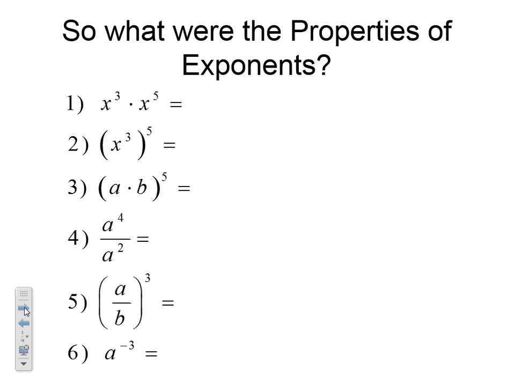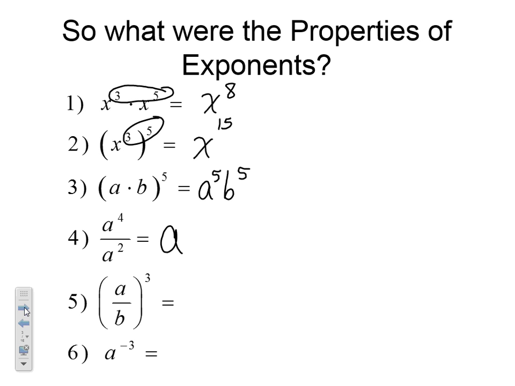X to the third times x to the fifth, that would be when we add those exponents, making x to the eighth. This would be when we multiply those exponents, making x to the 15th. Two things in there, a product, make sure you give the exponent to both. What if we have division? We'd subtract those powers. What if we have a fraction? We'd just make sure that both the numerator and the denominator get the powers they need. And then what if we have a negative exponent? He just moves to the bottom to become positive. These are the rules that we have been summarizing over the last few days.